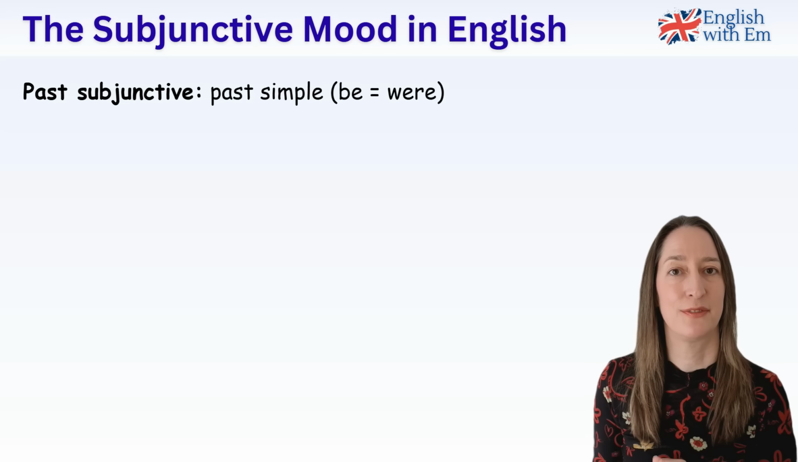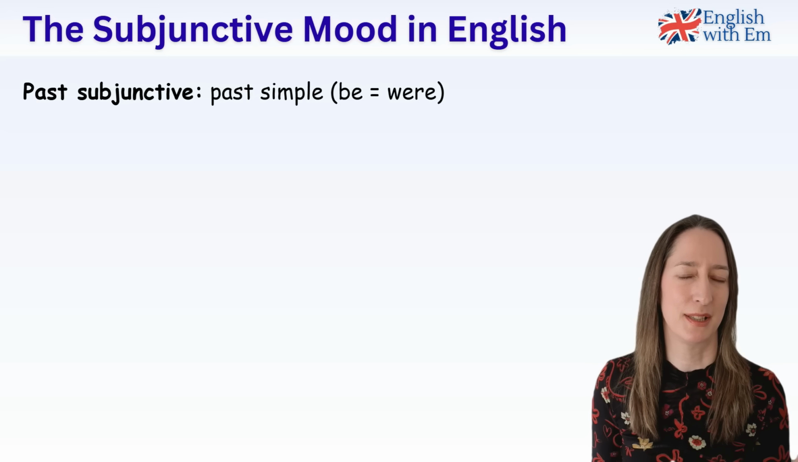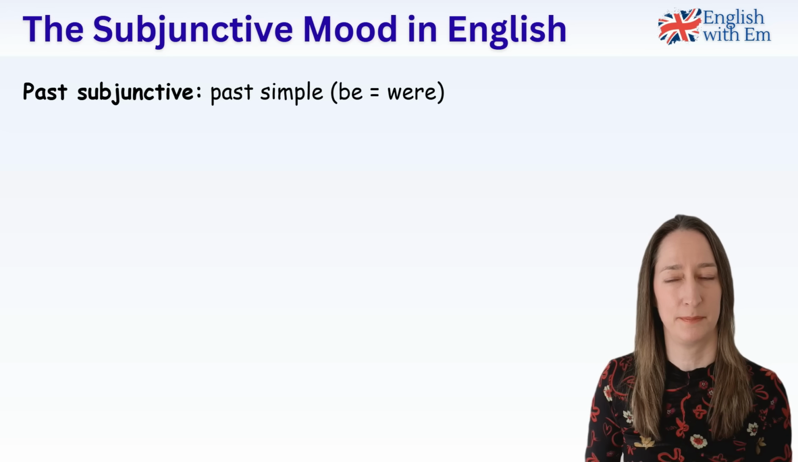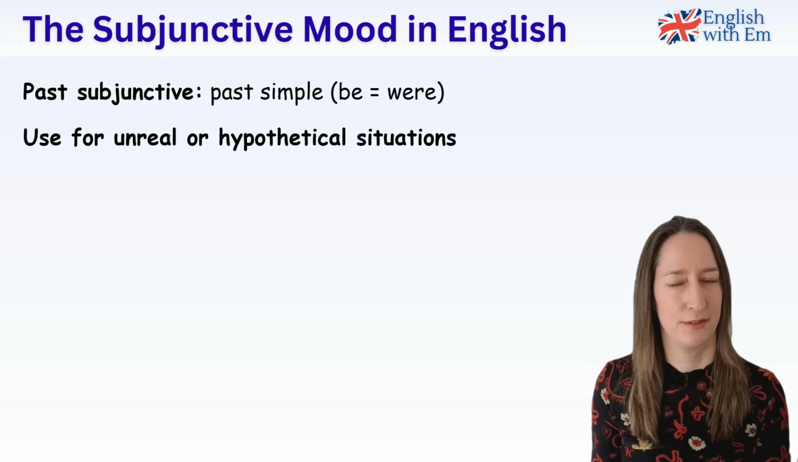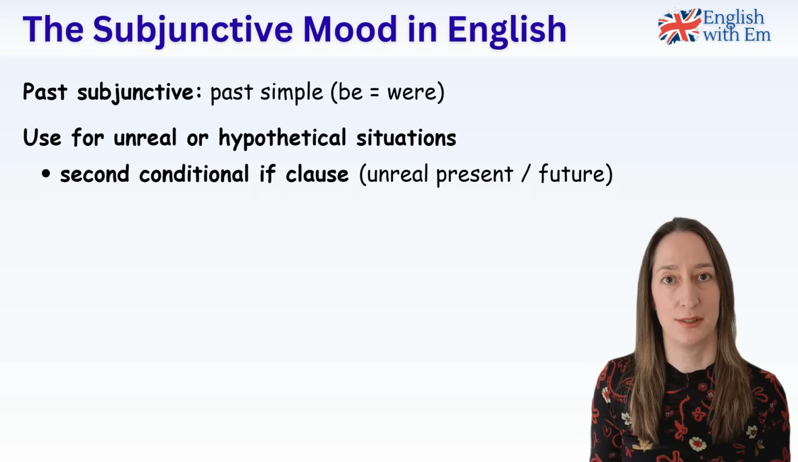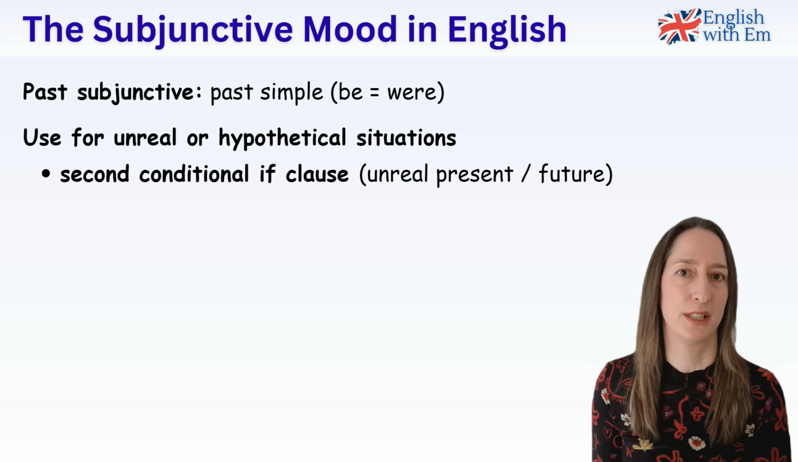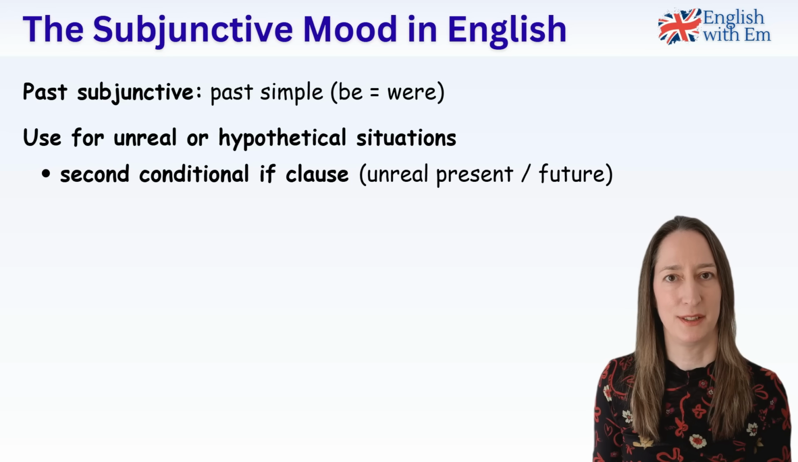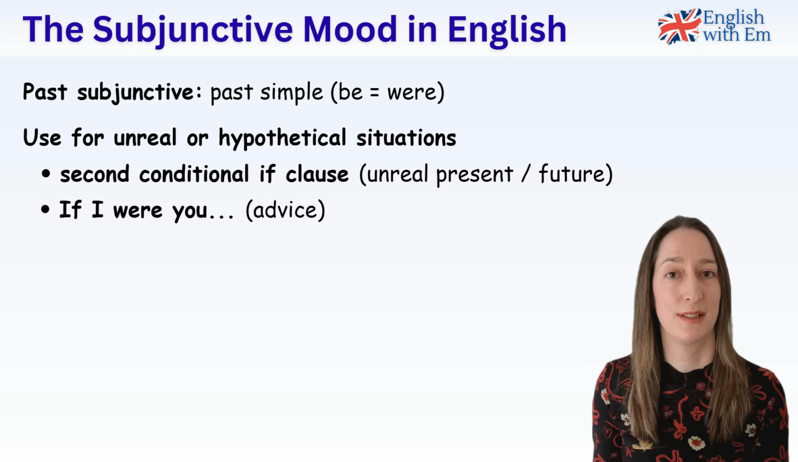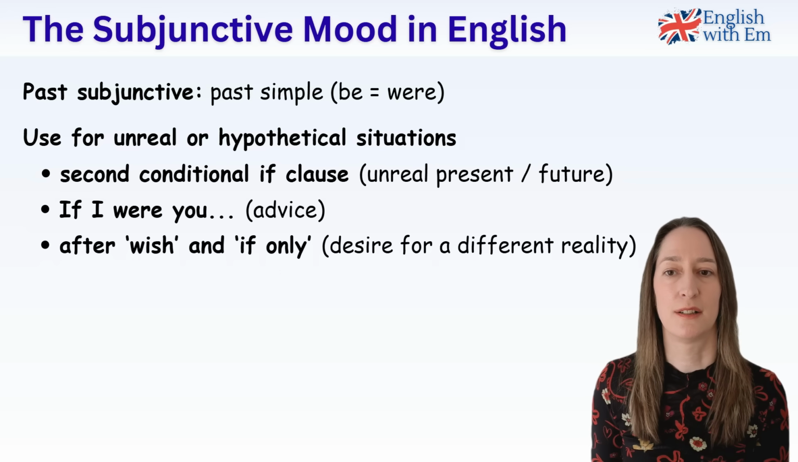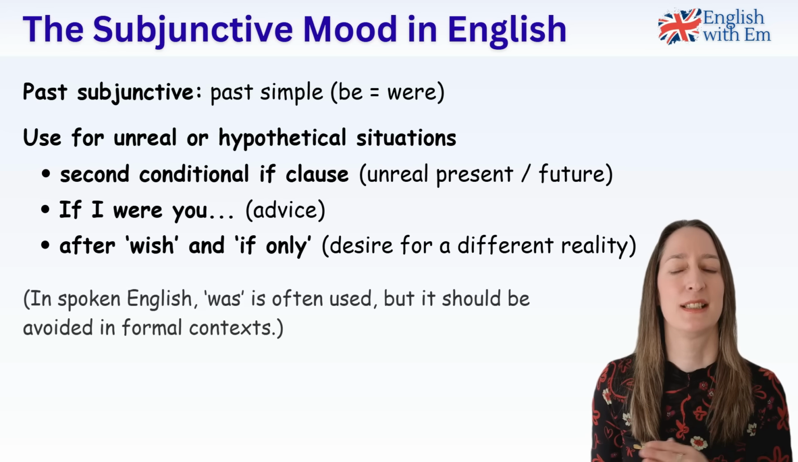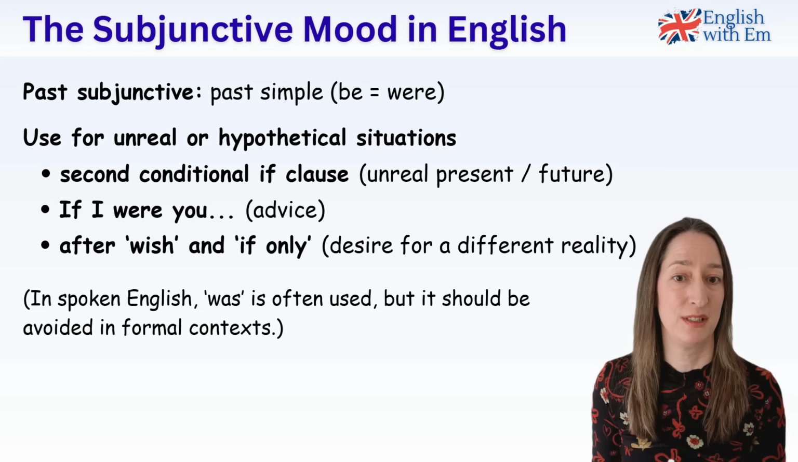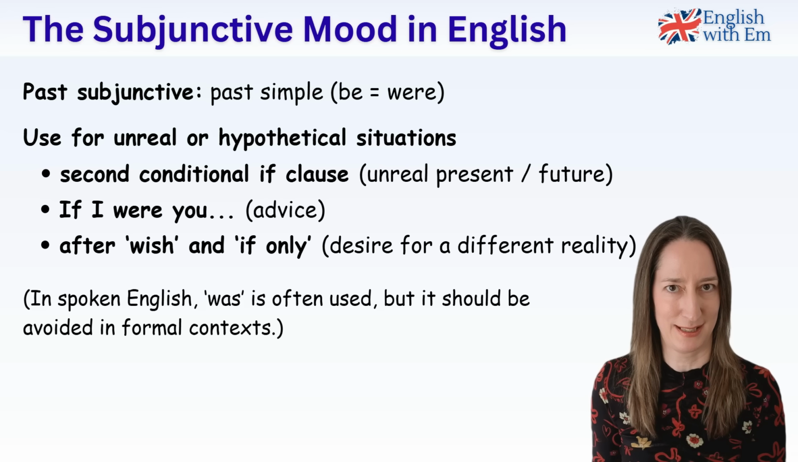The past subjunctive is formed using the past simple, except that the verb to be is always were. It is used for unreal or hypothetical situations. For example, in the second conditional if clause, to refer to the unreal present or future. With the fixed expression, if I were you, to give advice. And after wish and if only, to express a desire for a different reality, a parallel world. And in spoken English, was is often used, but it should be avoided in formal contexts.